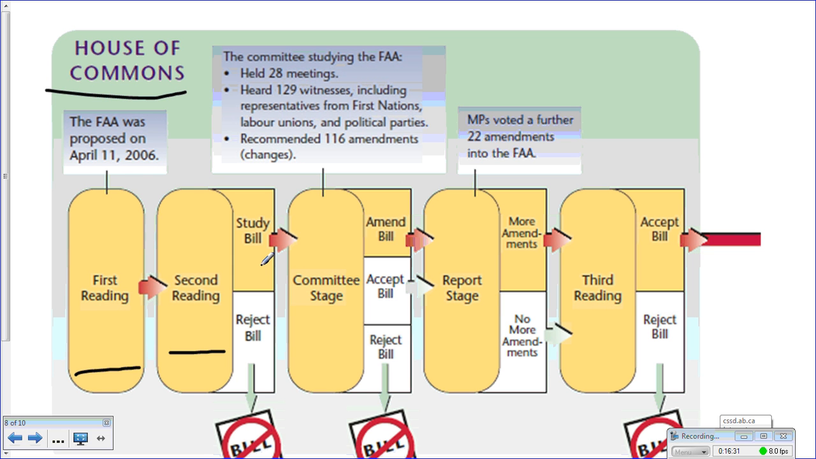So the first reading, they'll introduce the bill. The second reading, they'll talk about the bill. They'll again vote. If they vote to reject the bill, it gets kicked out right then. If they want to study the bill, they accept the bill.